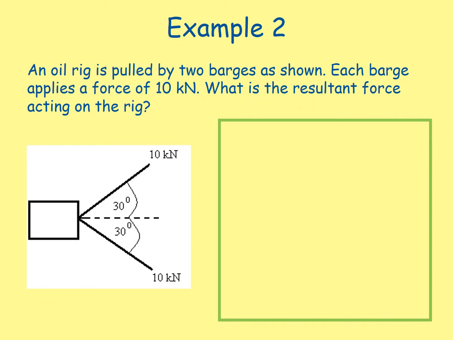An oil rig is pulled by two barges as shown. Each barge applies a force of 10 kilonewtons. What is the resultant force acting on the rig? First of all, let's put some little notes down on our diagram.